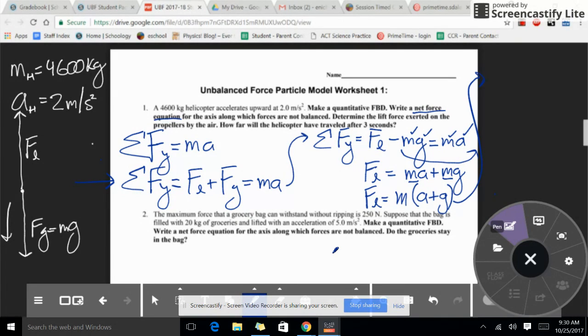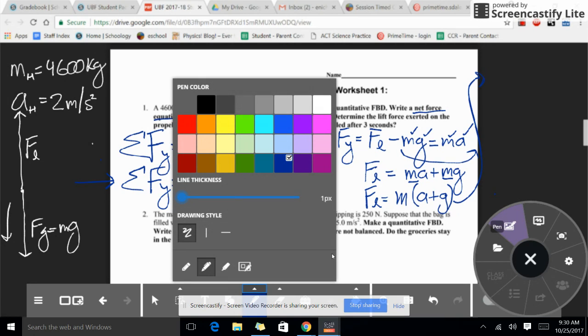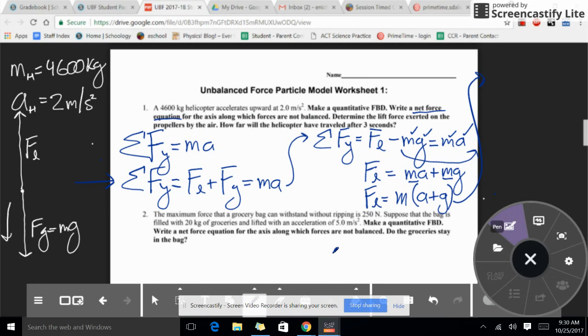So let's move up here for that part and switch over to that light gray color so it's easier to see. F of L equals, what's my mass? 4,600 kilograms, multiplied by my acceleration, which is 2 meters per second squared, plus gravity, which I'm going to approximate to be 10 meters per second squared. Notice I'm including my units. Always include your units. Every time you write a number, you need a unit.